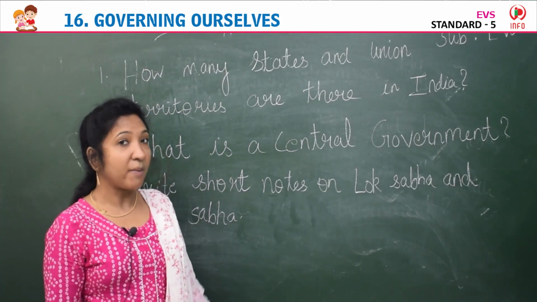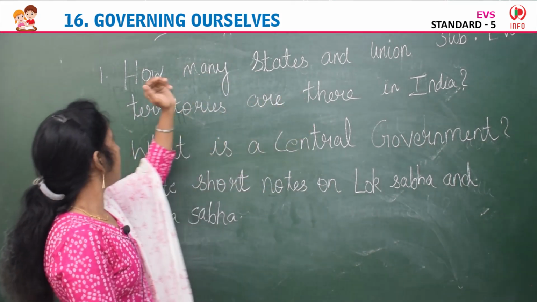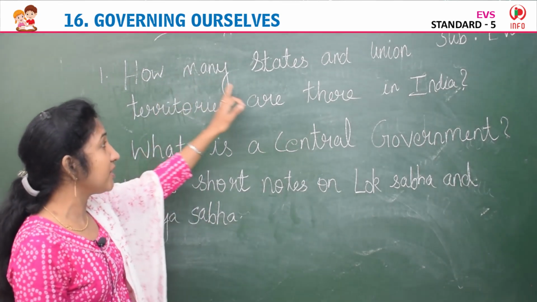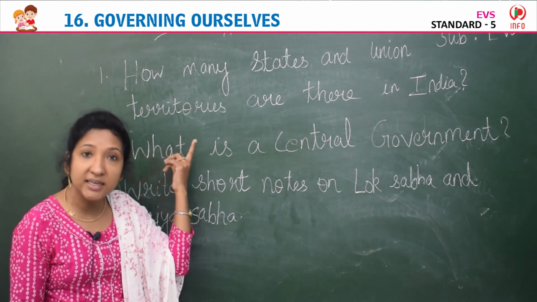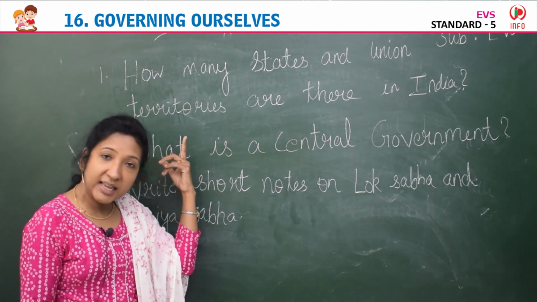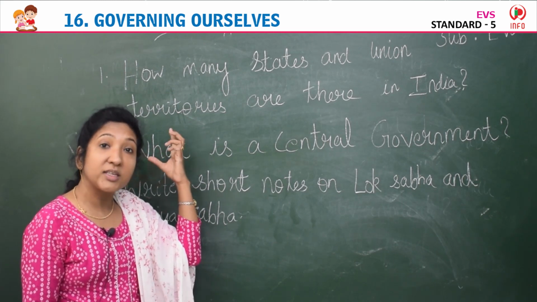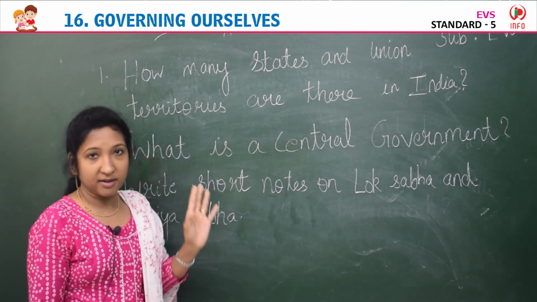So children, now coming to our exercise. First answer the following questions. For our first question in your textbook: how many states and union territories are there in India? Children, how many states and union territories are there in India? Yes, India has 28 states and 8 union territories.